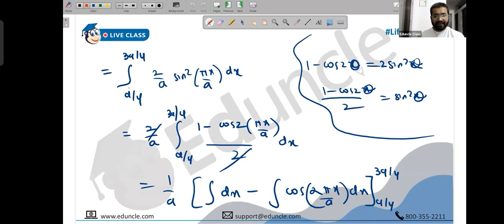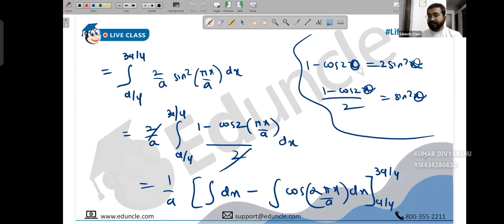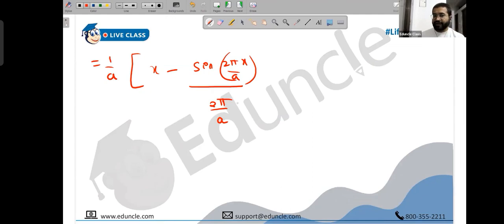1 upon a into integration of dx, that's x, minus integration of cos is sin, people. So this is sin 2 pi x by a. But you have to divide by the constant. People, integration of cos theta is sin theta, integration of cos 2 theta is sin 2 theta by 2. So integration of cos 2 pi x by a is sin 2 pi x by a, divided by 2 pi by a. You always have to divide by the constant in integration. This goes from a by 4 to 3a by 4.